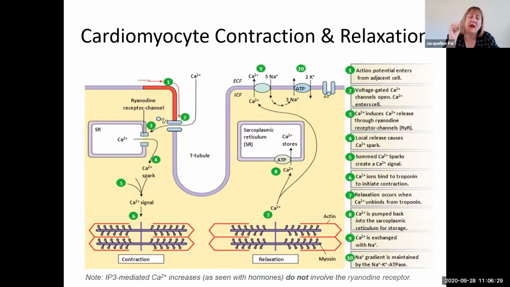Now, I do want to point out one thing, because we talked about IP3 being a secondary messenger recently when we were talking about the endocrine system and how that caused calcium increases, which is totally unrelated. That stuff doesn't involve a ryanodine receptor. So that's done and over with. We're on something totally different now.